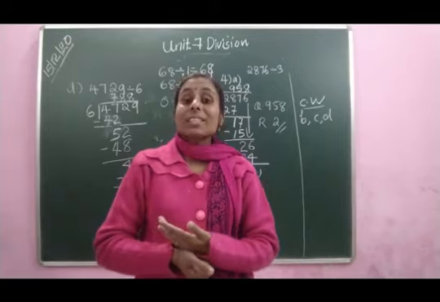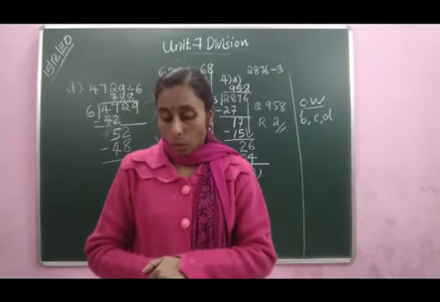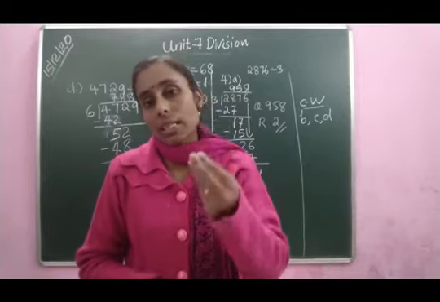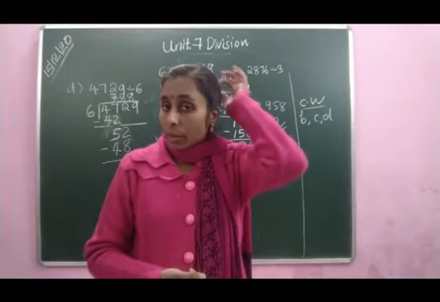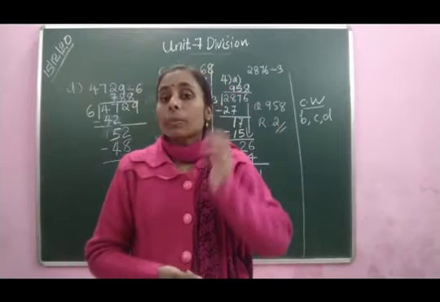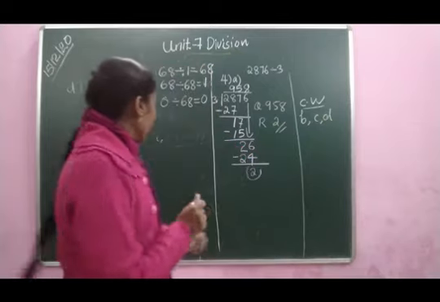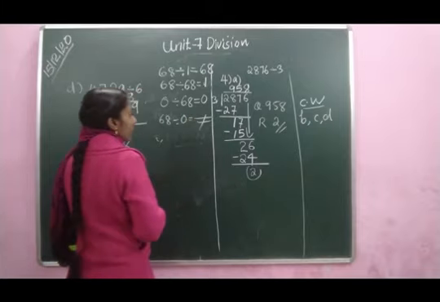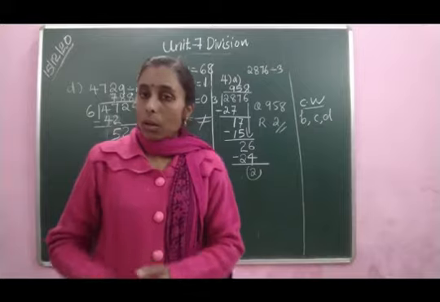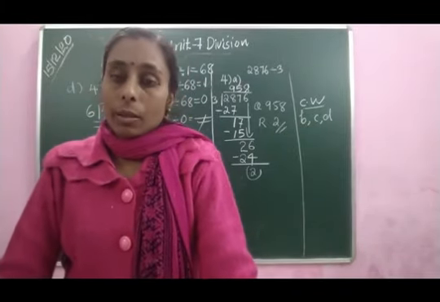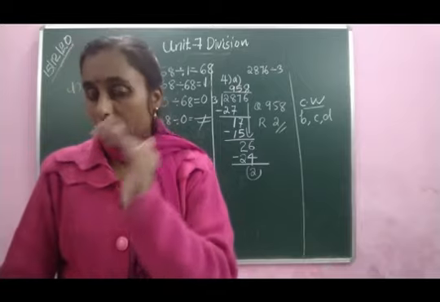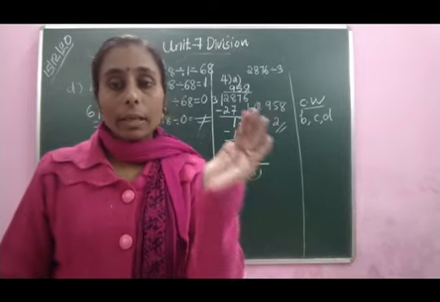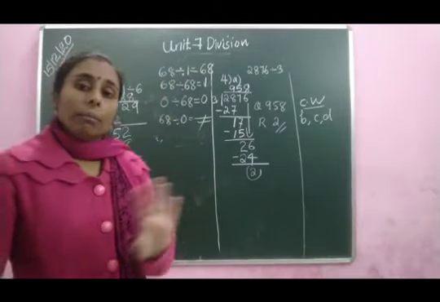Then division by 0 is meaningless. If the divisor is 0, that is meaningless. If the divisor is not there, we cannot divide. Okay. Division by 0 is meaningless. For example, 68 divided by 0, no answer. That is meaningless. 5 divided by 0, no answer, meaningless. But 0 divided by 5, we get 0. 0 divided by 68, we get 0. 100 divided by 0, meaningless.